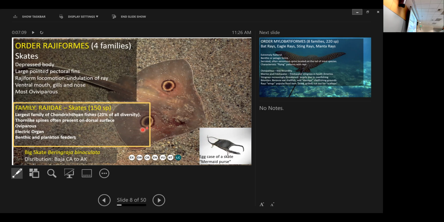And they also have an electric organ. It tends not to be as strong as in the electric rays, but they do have one, and it's mostly sensory. Big skate is our local one, and it's also not a terrible concern.